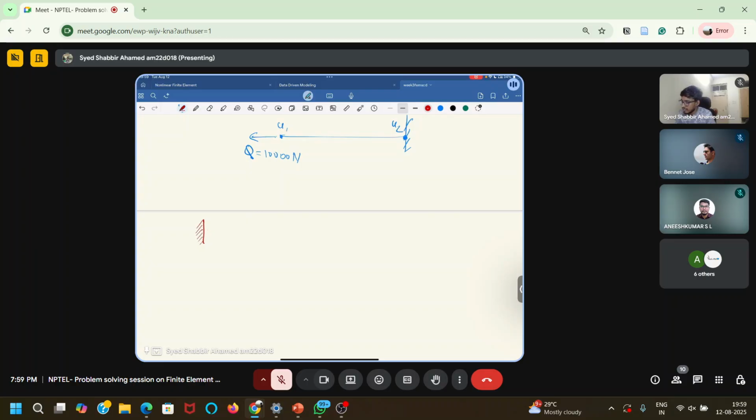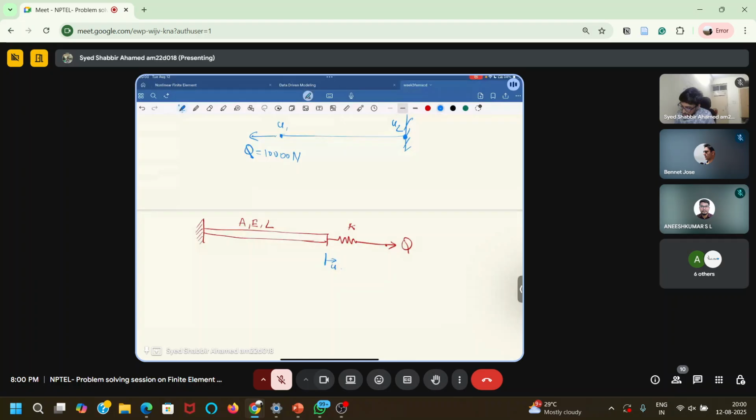Okay, I'll explain the last question. I will not solve it fully, but I'll give you an idea. So this is the bar, and there is some spring attached to the bar. And at one end of the spring, there is a force acting. Okay, and the stiffness of the spring is K.